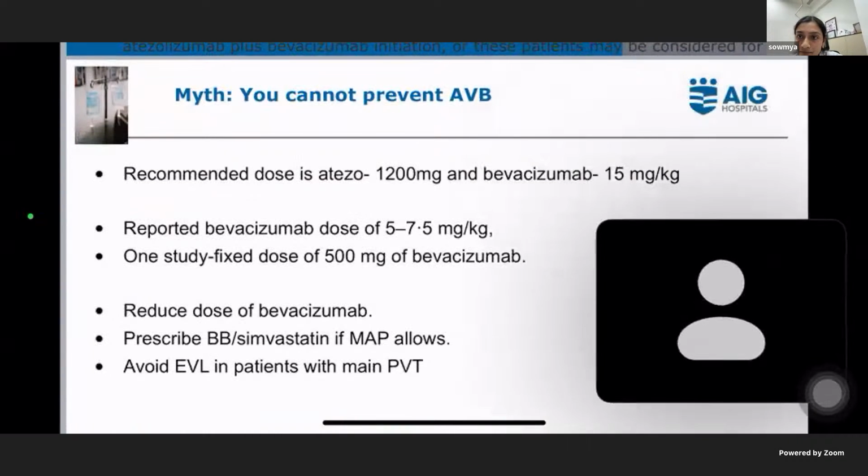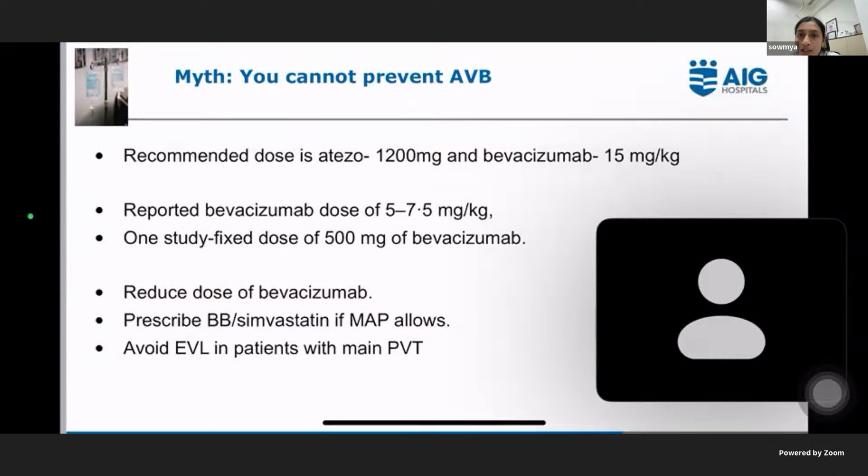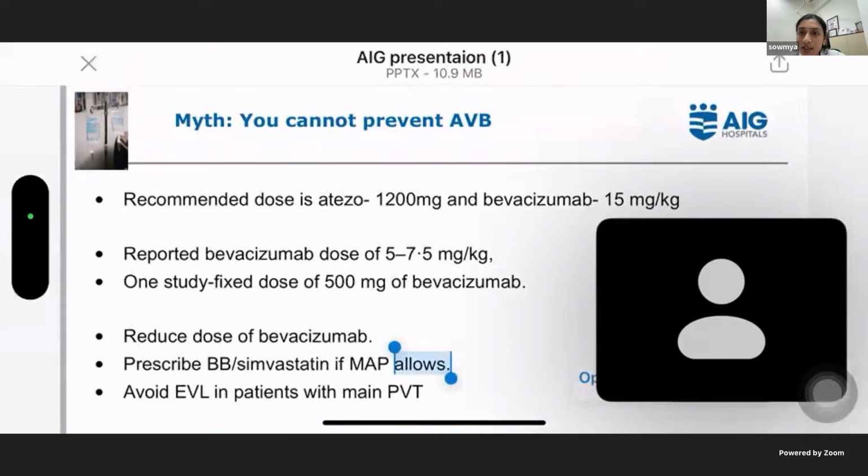And the method is, you cannot prevent variceal bleeding. The recommended dose of the atezolizumab combination is 1200 mg and 15 milligram per kg body weight respectively. Some of the studies have used a low dose of bevacizumab as low as 5 to 7.5 milligram per kg body weight, and one study fixed the dose to 500 milligram of bevacizumab. Especially after the first episode of bleeding following the immunotherapy, reduced dose of bevacizumab has been found to be effective in preventing subsequent episodes of bleed. Prescription of beta blockers and simvastatin can be done if mean arterial pressure is in an acceptable range. Avoid EVL ligation in patients with main PVT.